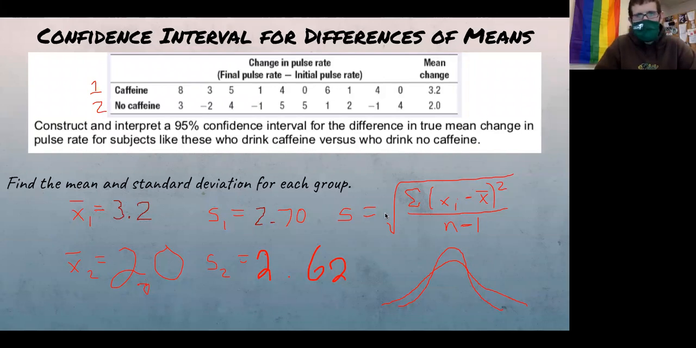We have those numbers. You might want to have them written down. We'll want to refer back to them. In fact, I'm going to write them down real quick. All right, 3.2, 2.7, 2.0, and 2.62. Okay, let's move forward.